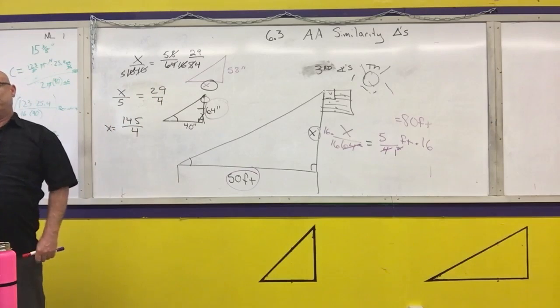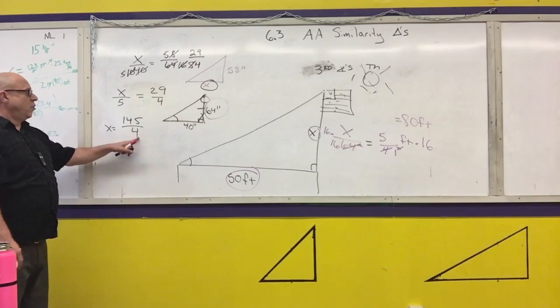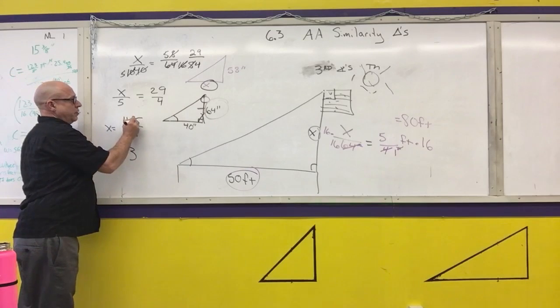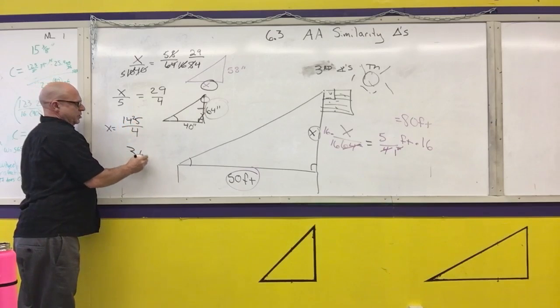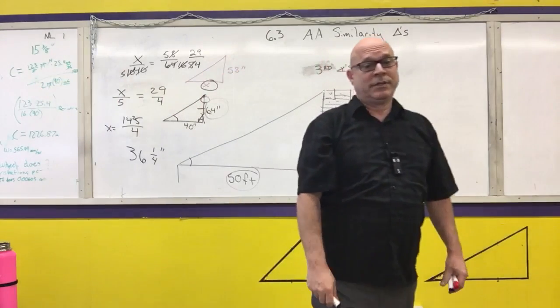Now let's turn that into inches. This is one of those where we're actually going to want to do some division. 4 goes into 14 3 times, 2 left over. 4 goes into 25 6 times with 1 left over. So it'll be 6 1/4 inches.